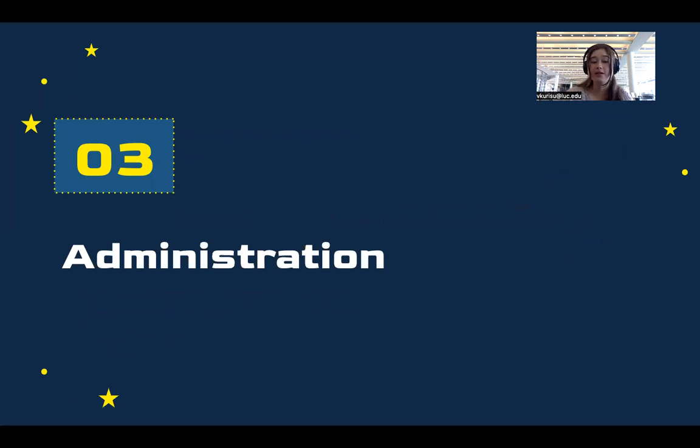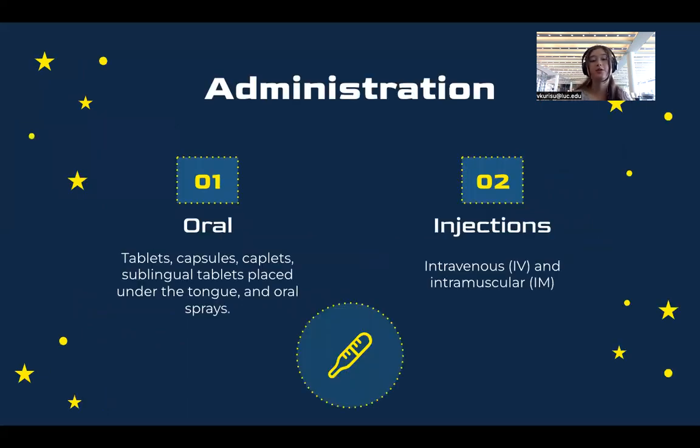For how it's administered, there are two main routes for administration. The first is oral, in which it is taken by the mouth, usually with a tablet, capsule, caplet, or sublingual tablets that are placed under the tongue. And you can also use oral spray. Then it can also be injected either intravenously or intramuscularly.